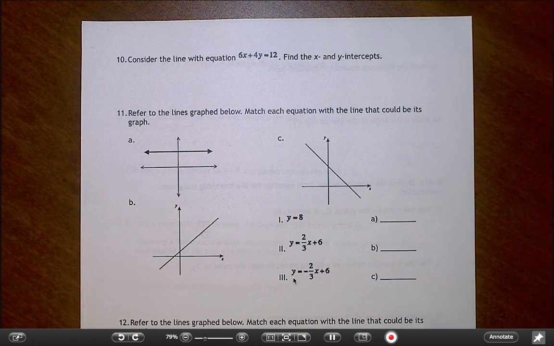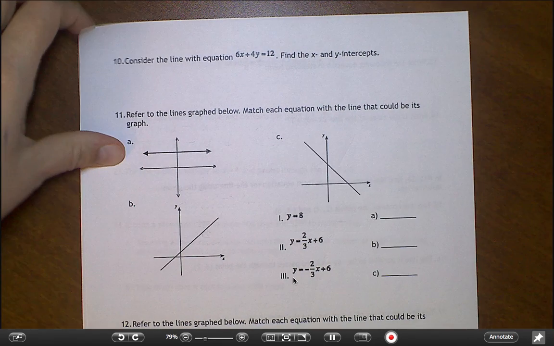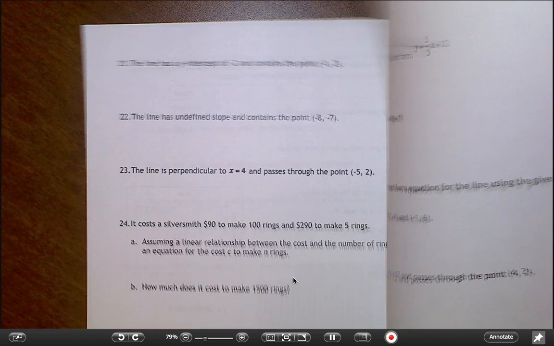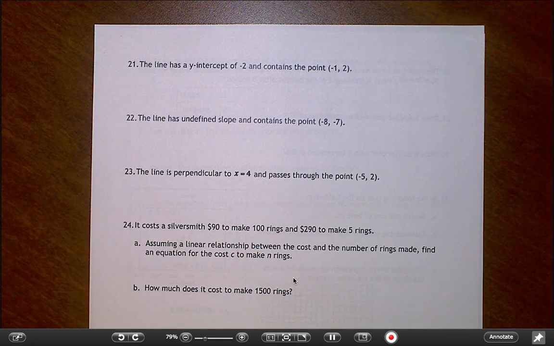Hi everyone, this is the Algebra 1A Semester 1 exam review, and this is continuing with Chapter 3. So this is the second page under Chapter 3. We're going to cover problems 10, hopefully down through about number 20.